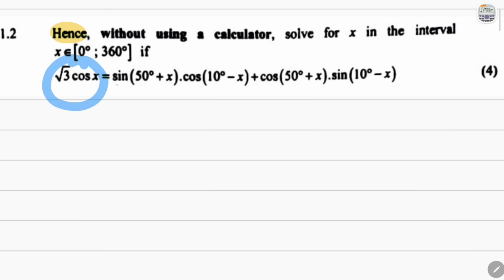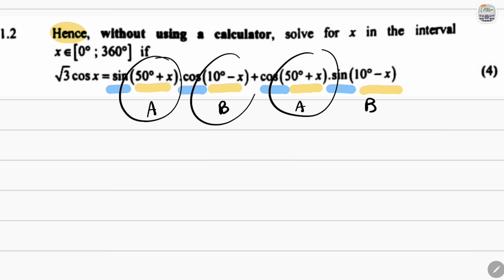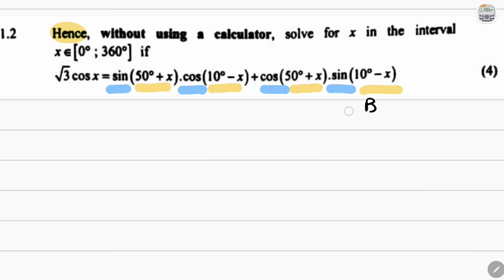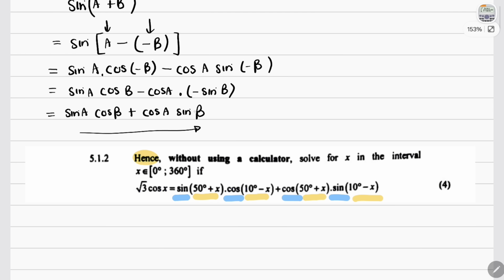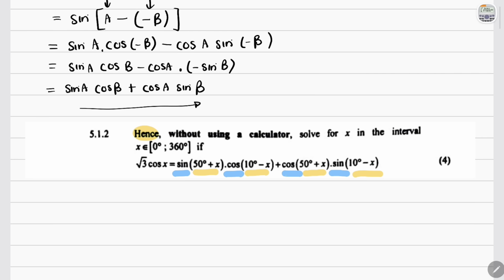We have sine, cos, sine. It's already following the compound angle rule for sine. And then we have 50 degrees plus x, and 10 degrees minus x. Do you see how that perfectly follows A, B? So that's the A, that's consistent. That's the B. So yes, they are clearly using this one. We can see that that is sine A cos B, plus cos A sine B.